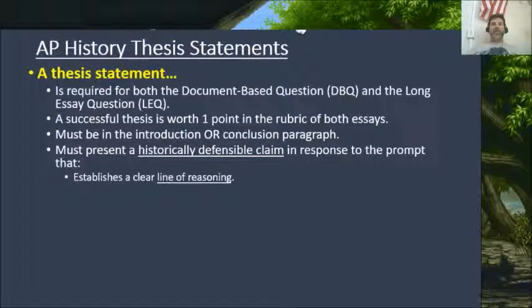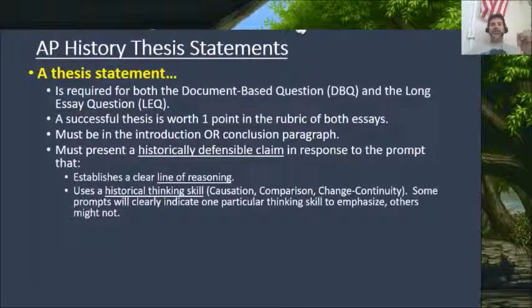Now, your claim has to establish a clear line of reasoning. This means you can't just say, there were many positive effects of the birth of agriculture. You need to say what some of those effects are that show your statement is true. So essentially, include in your thesis some specific details that show the evidence you're going to be laying out that actually brought you to that conclusion in the first place. Establish a line of reasoning.